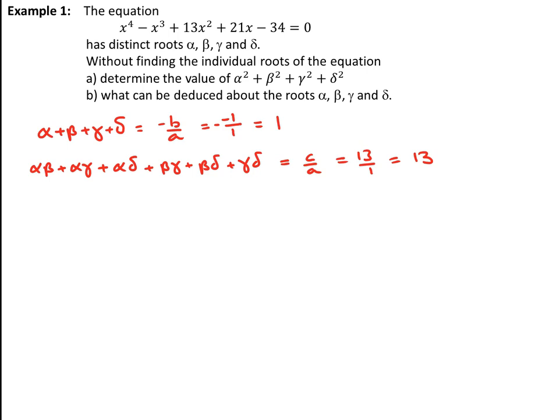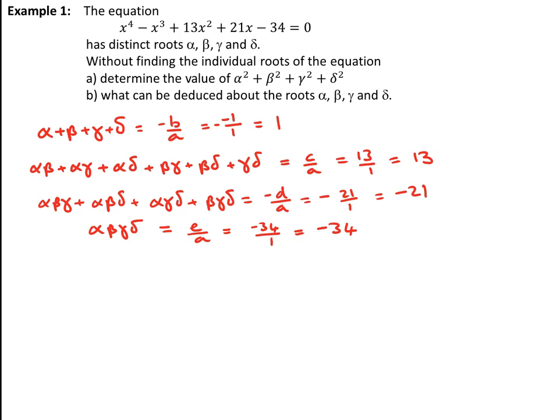We know that alpha beta gamma plus alpha beta delta plus alpha gamma delta plus beta gamma delta must equal minus d upon a, so that is minus 21 over 1, which is minus 21. And finally, we know that alpha beta gamma delta must be e upon a, so that is minus 34 divided by 1, which is minus 34.